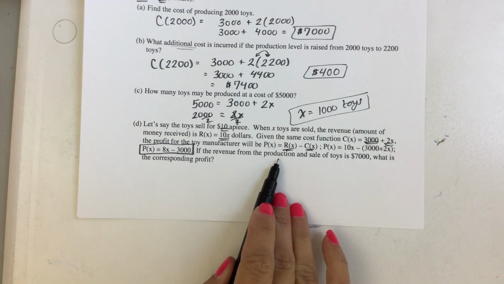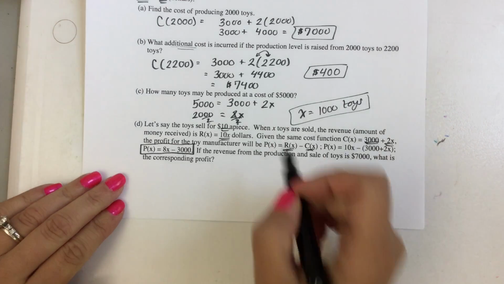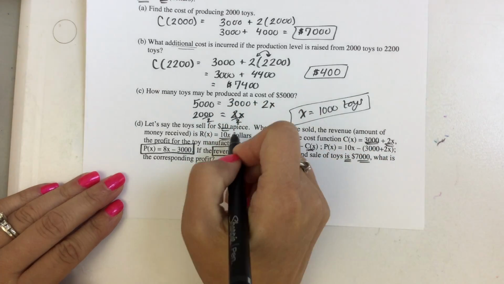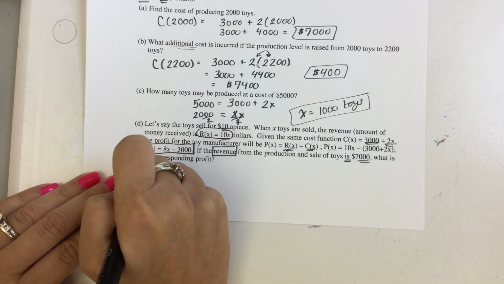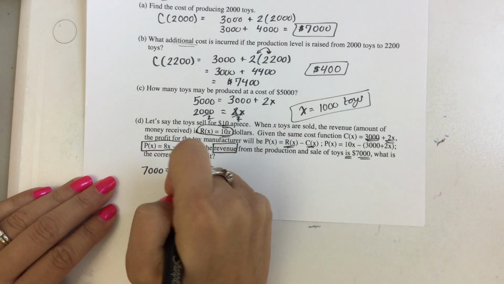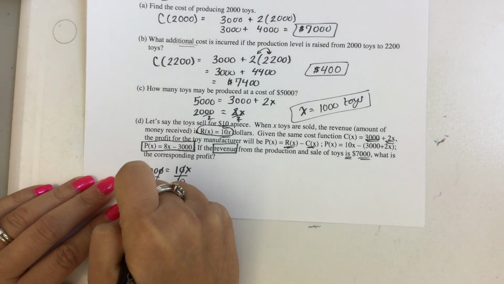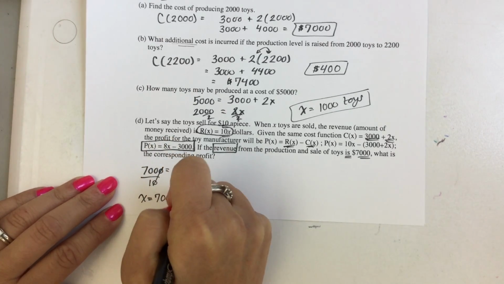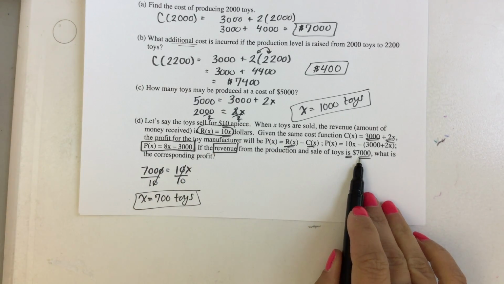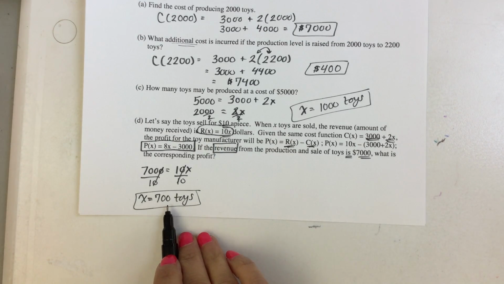If the revenue from the production and sale of toys is $7,000, what is the profit? So we know the revenue is 7,000. Revenue equals 7,000, and revenue is equal to 10x. So if I divide both sides by 10, I can cancel a 0. x equals 700 toys. So knowing that the revenue was $7,000, I could use the revenue function to find out that what we made were 700 toys.